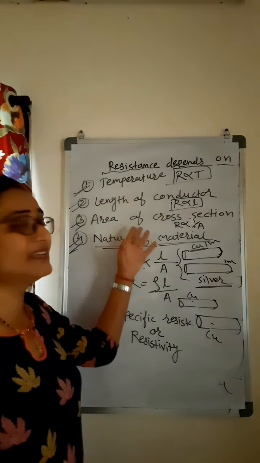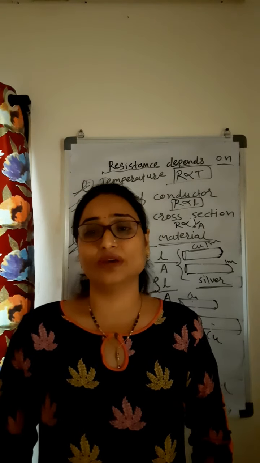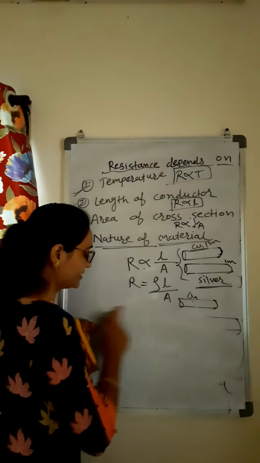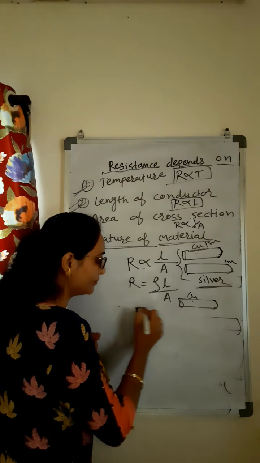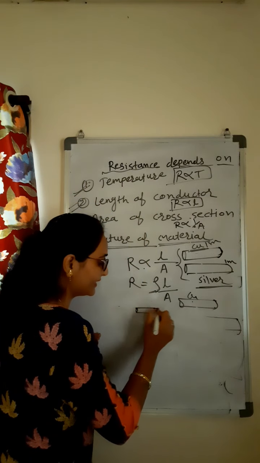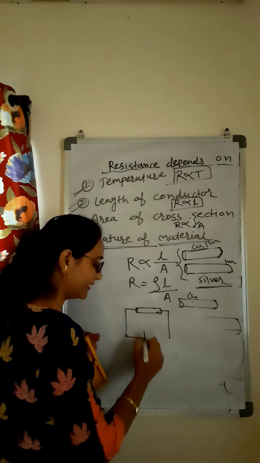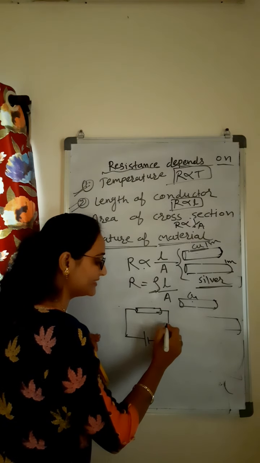And the resistance depends on the complete circuit, throughout the circuit, how much resistance we are providing. Suppose a simple example: here I have a copper conductor wire, and this copper conductor end I am connecting to the battery. Here I am providing one resistance also.